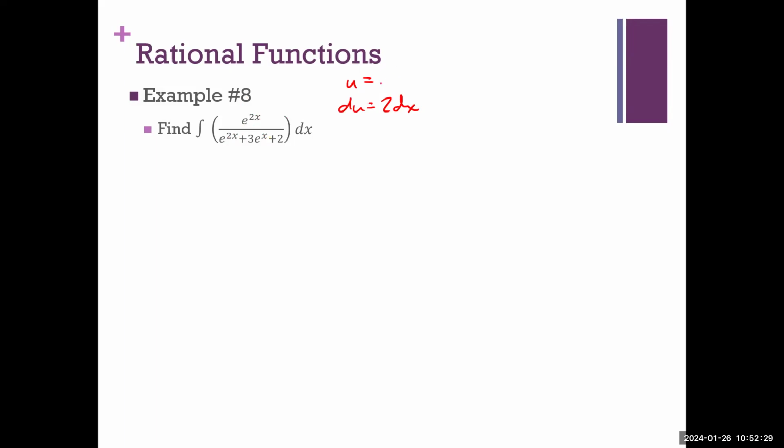If u equals e to the x, what happens? What's du first of all? e to the x dx. Is this going to work? What does this integral become if we do this? What's the numerator become? Not exactly u, but it should be u squared. e to the 2x is the same as, so let me point this out, e to the x squared is what? e to the 2x. So I have u squared in the numerator.